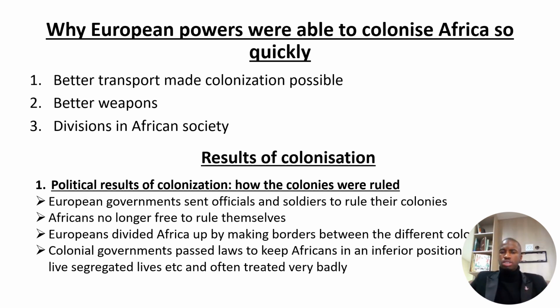Now, what was the result of colonization? What did it lead to? The first one is the political results: how colonies were ruled by European governments. The first part to cover is that European governments sent officials and soldiers to rule their colonies. It was not Africans that ruled these colonies. However, they were put in certain leadership positions, but as puppet leaders in a sense. They always needed to report to the mother country or the ruler of the mother country.